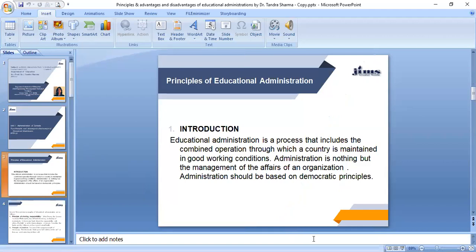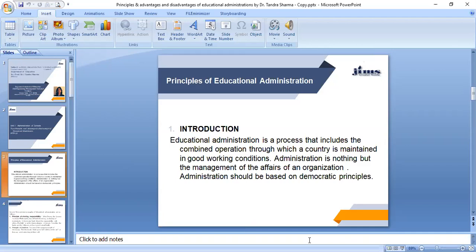Principles of Educational Administration. Administration is nothing but the management of the affairs of an organization. This principle of management is dominated by the prevailing philosophy of the people. The philosophy of the people in respect of management may be of two types, that is, democratic and autocratic. Democratic management emphasizes on cooperation, coordination, mutual goodwill among the personnel involved in the process of management, and integration of the efforts.